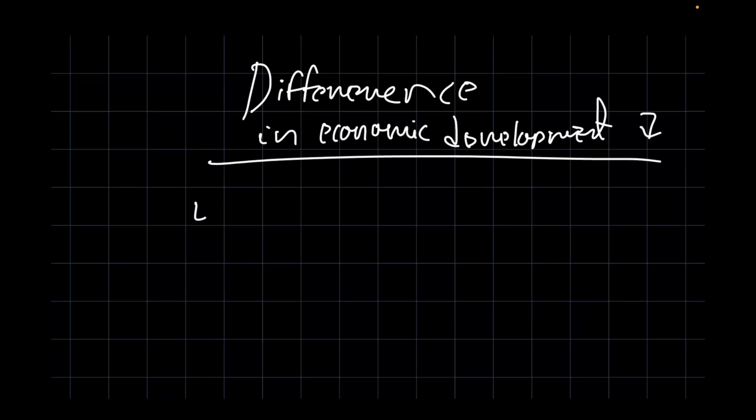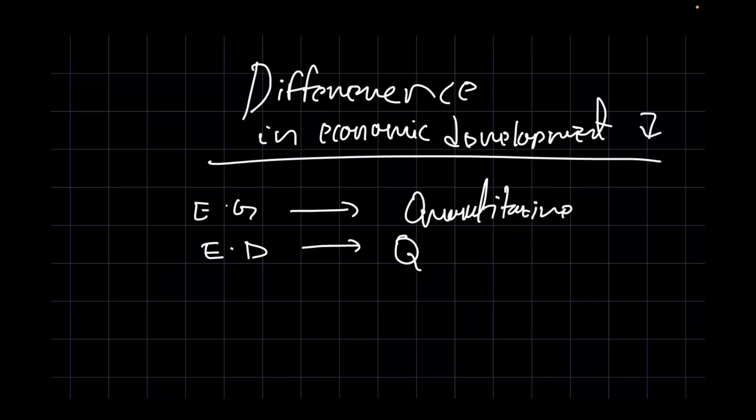So economic growth basically refers to quantitative increase in macroeconomic indicators. The important word here is quantitative. It's when there's a rise in the real GDP, which is a quantity. Whereas on the other hand, economic development is when there is a qualitative improvement in macroeconomic indicators.